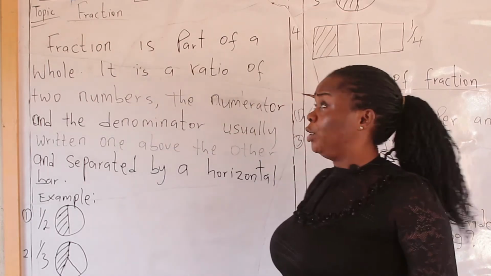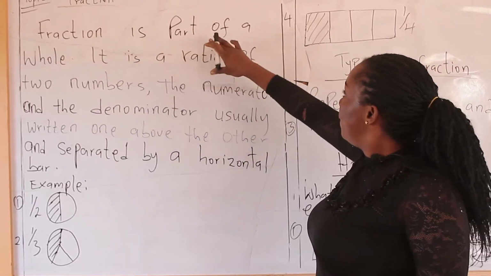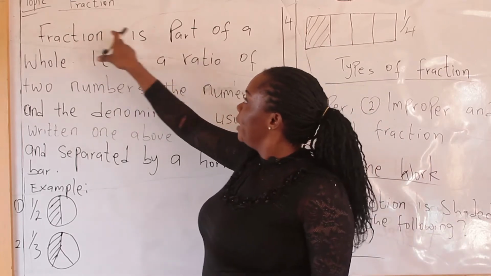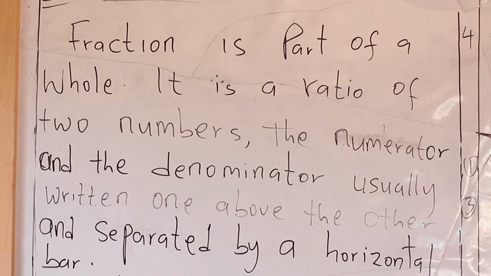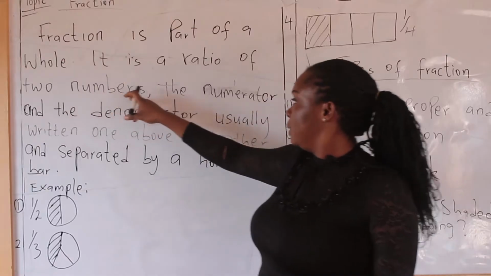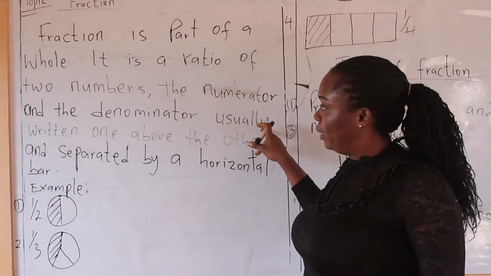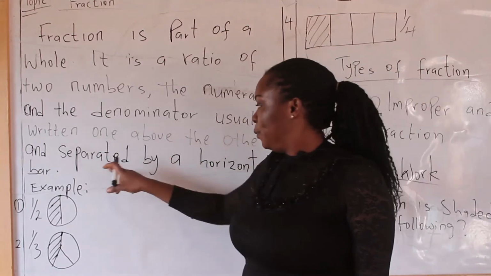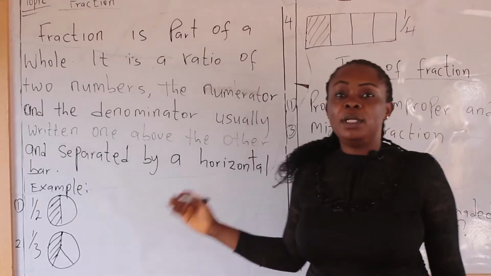Our today's topic is fraction. Now, what is fraction? Fraction is a part of a whole. I repeat, fraction is part of a whole. It is a ratio of two numbers, the numerator and the denominator, usually written one above the other, and separated by a horizontal bar. That's the meaning of fraction.